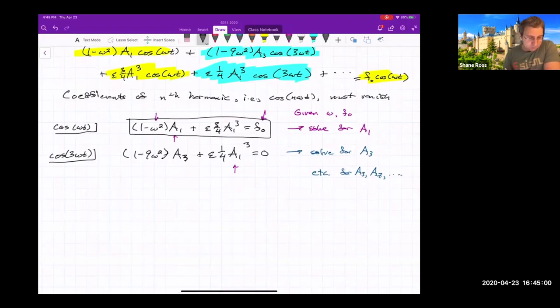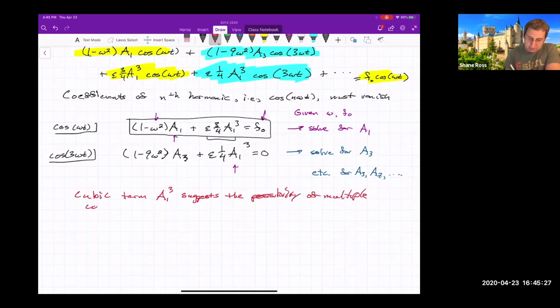What this gives you, because there is a cubic term, and this is where I will end, the cubic term, A1 cubed, suggests the possibility of multiple coexisting solutions for a given frequency of forcing omega.